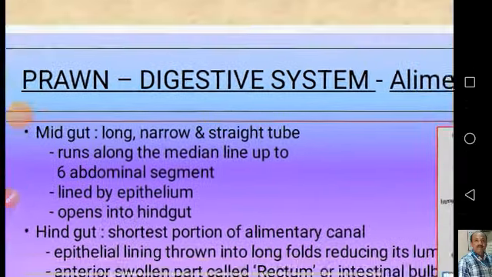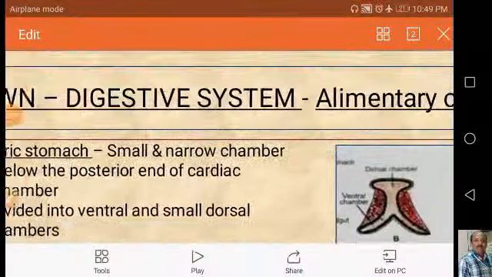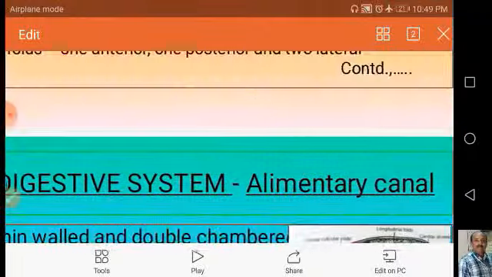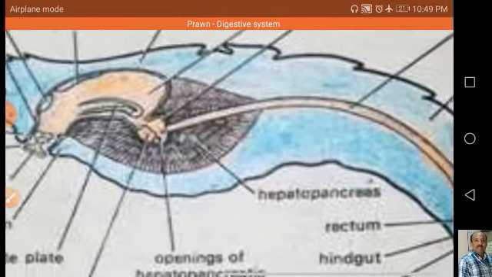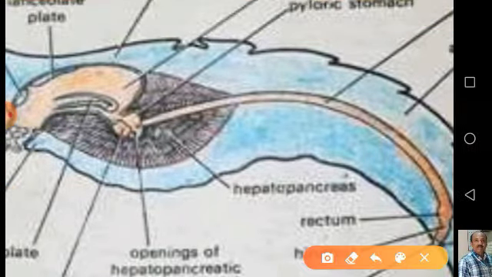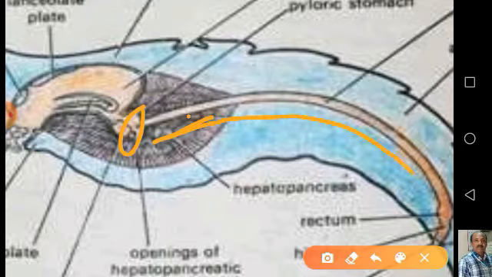So in the first figure we have seen the midgut. Let us have a look at the figure. We have seen in this figure the midgut, which extends from the pyloric stomach. This is the pyloric stomach, whose dorsal chamber leads into the midgut, and this midgut runs in the middle line as a long, narrow and straight tube running back along the median line up to the sixth abdominal segment.